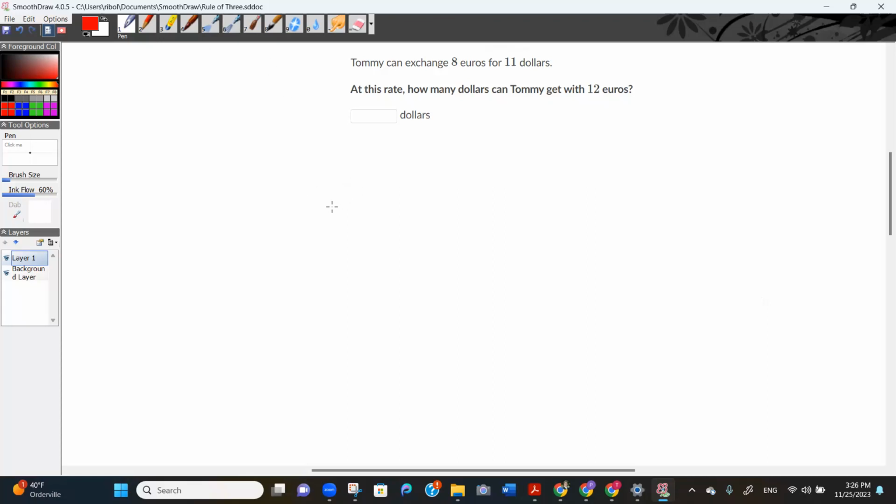All right. So let's do another example using here the rule of three. And in this one, we are going to again use the two different methods. Okay. So we have Tommy can exchange €8 for $11. All right. So if we are going to do it the same way, so we say €8 for $11. So that is the ratio of euros to dollars. And then it says, at this rate, how many dollars can Tommy get with €12?